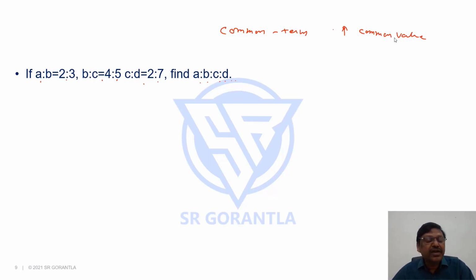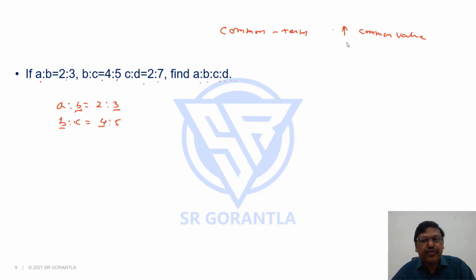Raise this value to a common value. Let me explain what I mean by that. Suppose I take A is to B is 2:3, B is to C is 4:5. What is the common term in these two ratios? B. What is the B value in the corresponding term here? 3. It is 4. I should raise it.